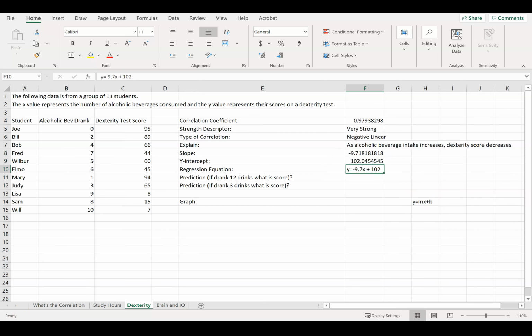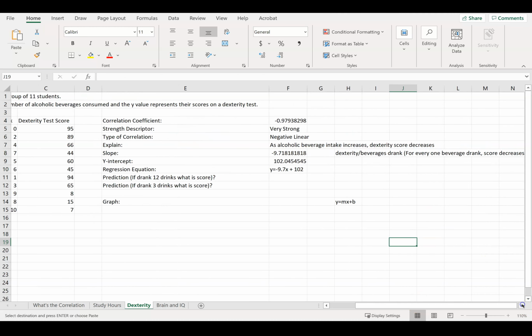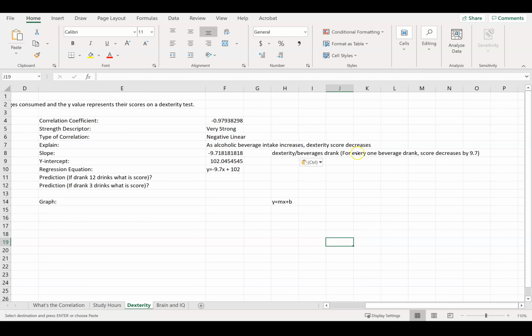There we go. So before we go any further, I just want to make sure you understand what the slope and the y-intercept and everything means. The slope, remember, just like our regular equations, is like rise over run. So in this case, what we're going to have is our dexterity per beverage drink. Okay? So for every one beverage we drink, the score will decrease by 9.7.